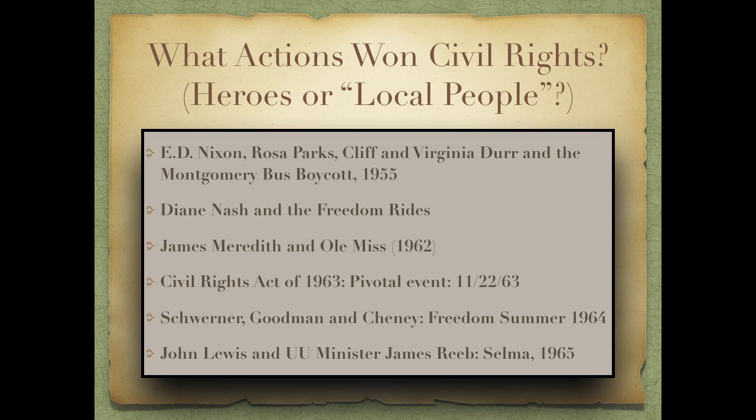Take a look at E.D. Nixon, Rosa Parks, Cliff and Virginia Durr, and the Montgomery bus boycott. We'll say a few words about them. What about Diane Nash and the Freedom Rides? What about James Meredith and the integration of Ole Miss, the University of Mississippi, in 1962? What about the actions of the President, John Kennedy, in 1963?